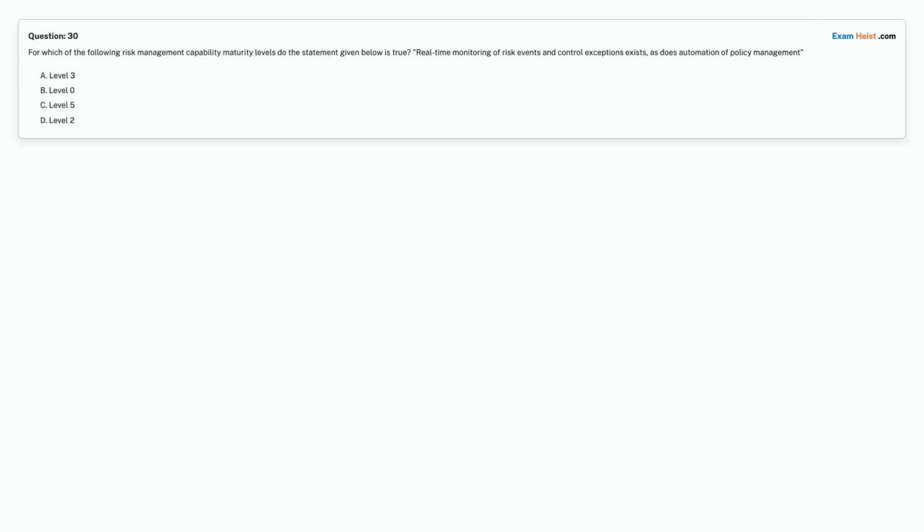Question 30. For which of the following risk management capability maturity levels is the statement given below true? Real-time monitoring of risk events and control exceptions exists, as does automation of policy management. Option A, level 3. Option B, level 0. Option C, level 5. Option D, level 2. Choose the correct answer.